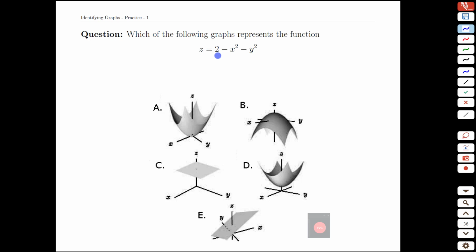In this video, we're going to practice doing some matching between formulas and surfaces. Here we have our first surface, z equals 2 minus x squared minus y squared, and a selection of graphs to choose from. Take a moment to consider which one you think is the right match, or at least narrowing it down to a couple, and then we'll check in.